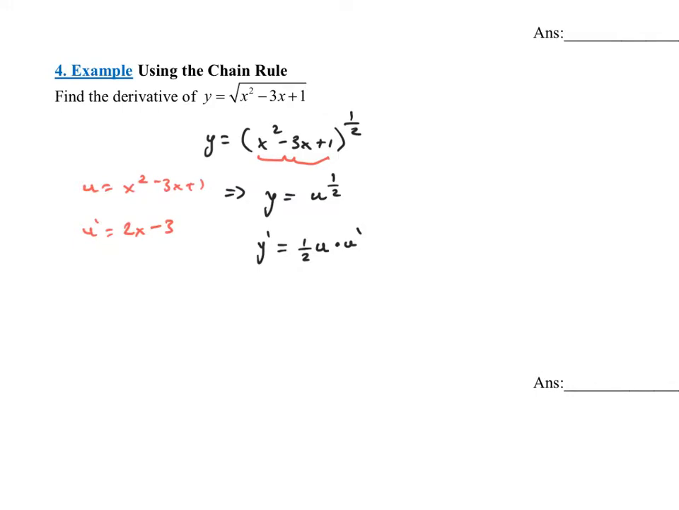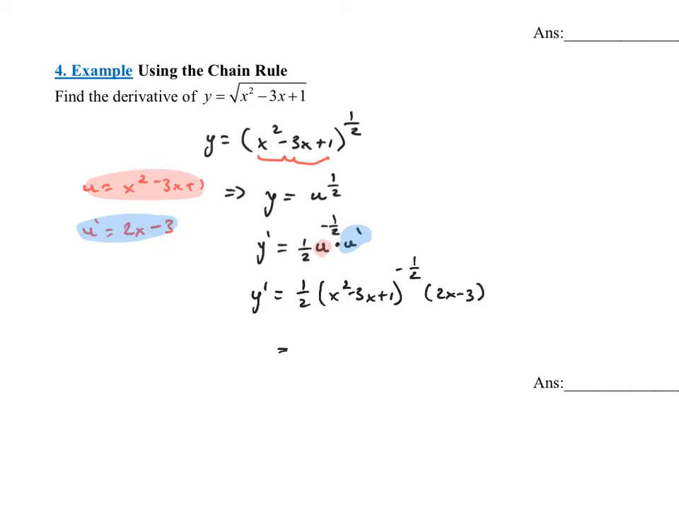Now we're going to do our substituting. We're going to back substitute in for u and for u prime. Let's see what we get. We'd have y prime equals 1/2 times, well, I messed up the power. The derivative of u to the 1/2 is 1/2 u to the negative 1/2, right? I've got to be really careful with that. And then we multiply it times u prime. So this would be 1/2 times x squared minus 3x plus 1 raised to the negative 1/2, and then we multiply that times u prime, which is 2x minus 3.